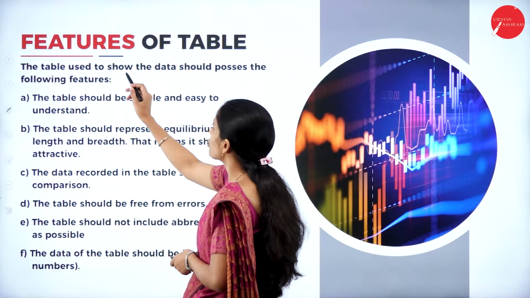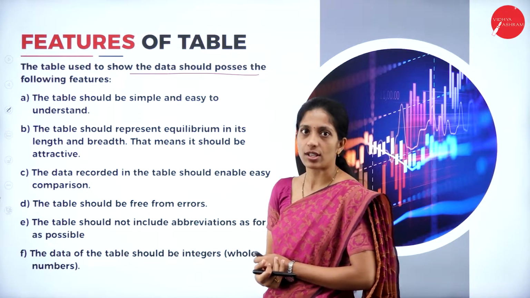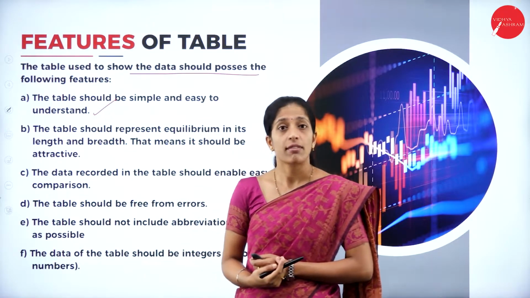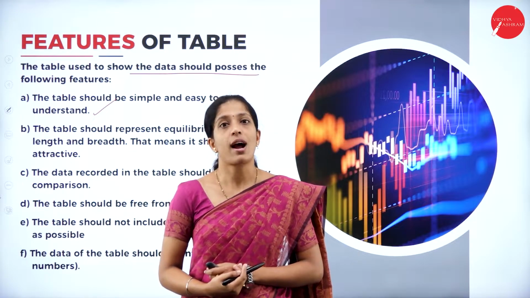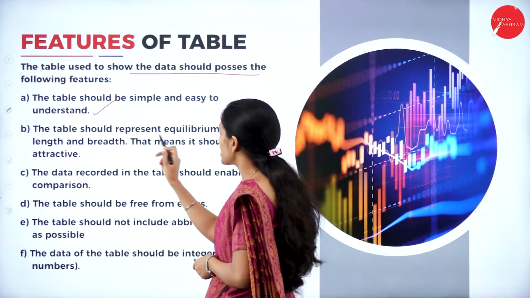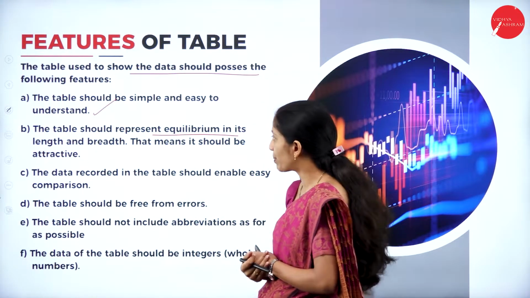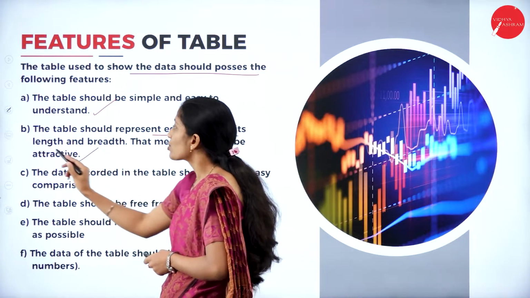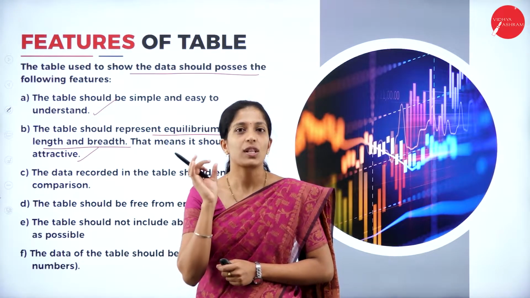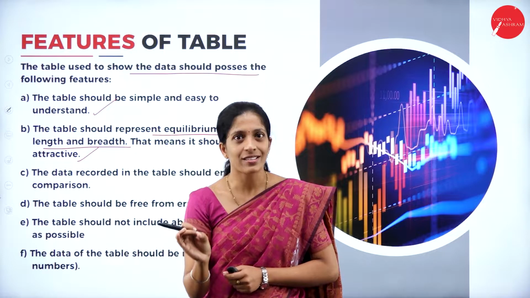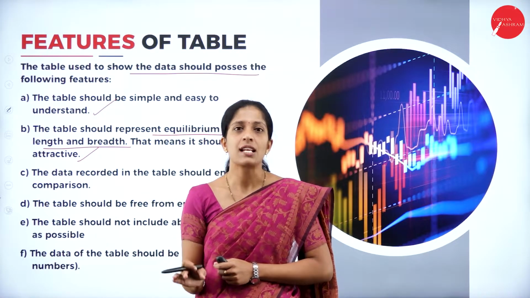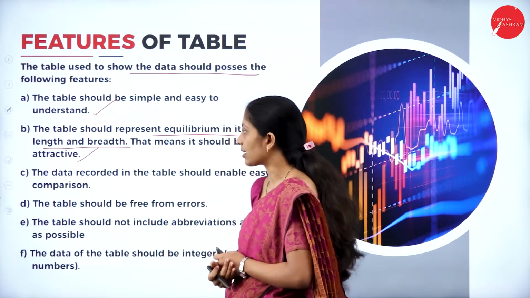The table used to show the data should possess the following features. The data should be simple and easy to understand. Of course, the main intention of preparing the data is to understand it very simply and very easily. Next, the table should represent equilibrium in its length as well as breadth. That means it should be attractive. I have already told you how the lines have been drawn. It should be very neat with the same measurement. Suppose it is 1 centimeter, it should be 1 centimeter only. Length as well as breadth should be the same so that the table looks very neat.